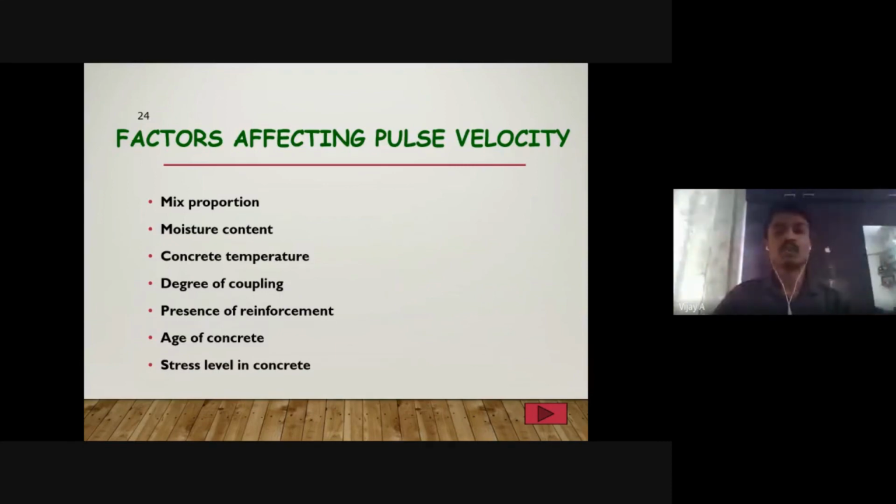So in this session, we have seen rebound hammer and ultrasonic pulse velocity, right? With this, I'm stopping today's presentation.